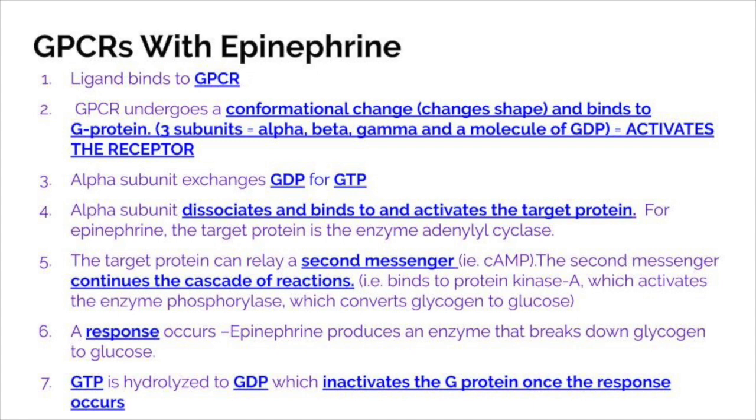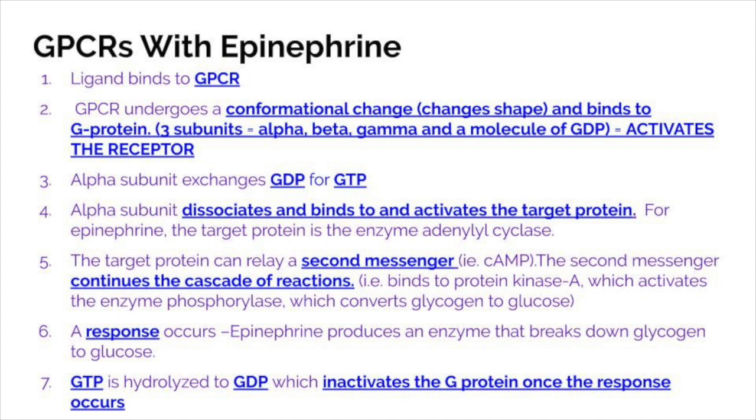Now let's get more specific using the example of epinephrine. The ligand, which is epinephrine, binds to the receptor. The receptor undergoes a conformational change and binds to the G protein. This activates the receptor. An alpha subunit exchanges GDP for GTP. The alpha subunit dissociates and binds to and activates the target protein. For epinephrine, the target protein is the enzyme adenylyl cyclase. Now the target protein can relay a second messenger, known as cAMP.